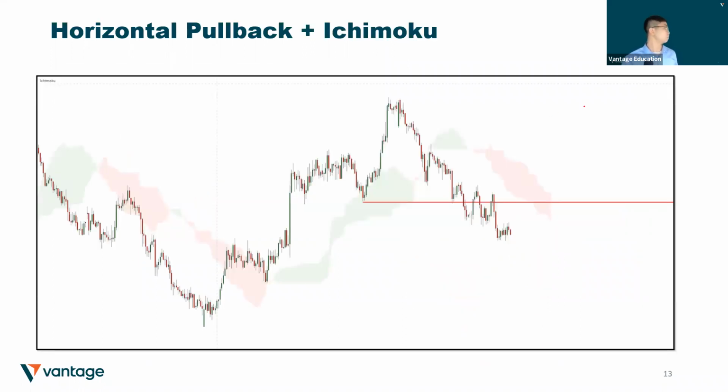So now we are combining the horizontal pullback plus the Ichimoku Cloud. What can we do with this? So with price, how do we read the Ichimoku Cloud? If price is above this Ichimoku Cloud, this whole thing is a cloud, it's a bullish market. If price is currently underneath this entire Ichimoku Cloud, this indicates a bearish market. Ichimoku Cloud, let me type it in the chat. This is a free indicator on TradingView that you guys can try out.